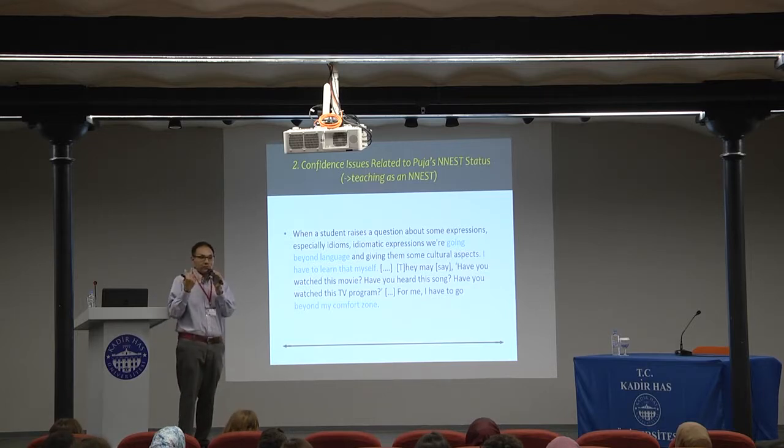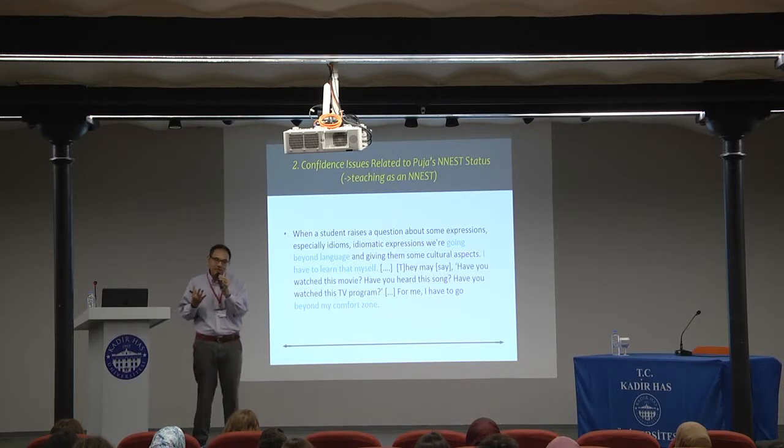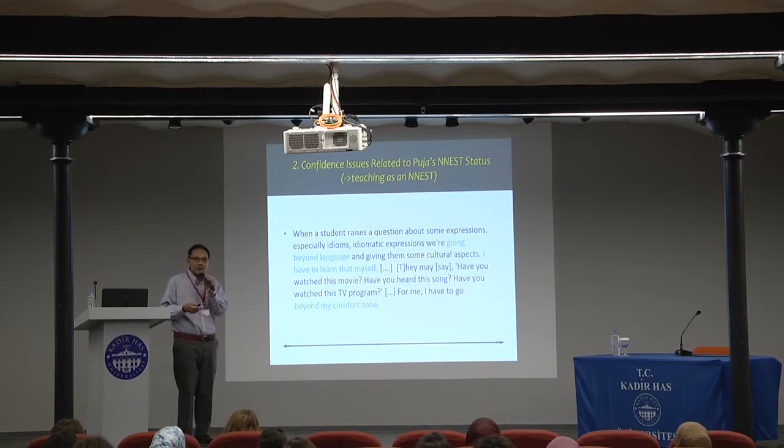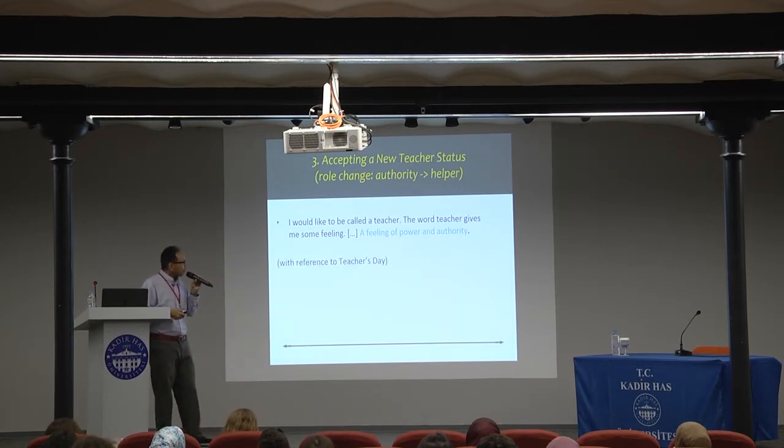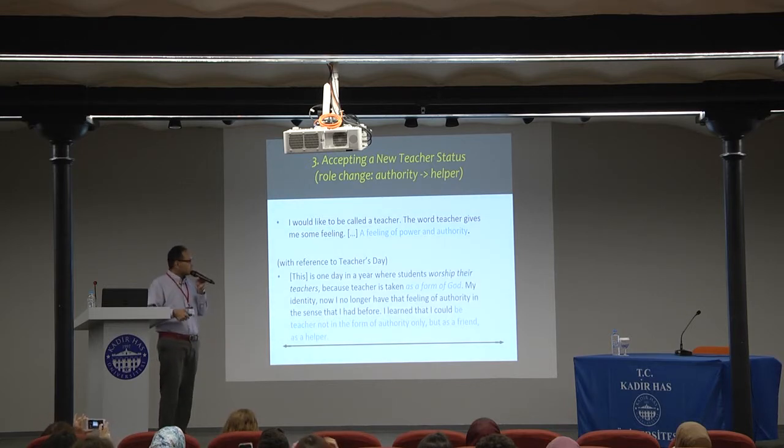Have you watched this TV program? So, you know, Pooja was very busy being a graduate student. She had no time to watch TV. So when they were asking her things like that about American culture, she felt a little uncomfortable in that respect. And so she described her change of status as a teacher. Because back home in Bangladesh, teachers were treated like gods, right? They were really, really respected. And she had a feeling of power and authority in Bangladesh. But now in the US, she felt that she was no longer an authority figure, but she had to recast herself as a friend and as a helper. All right? So there was a big, big identity change for her.